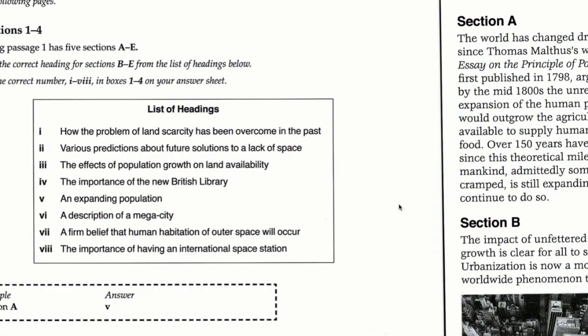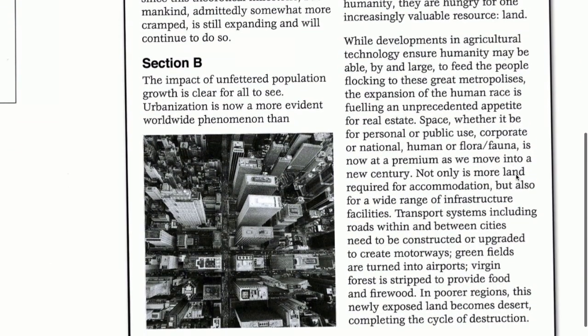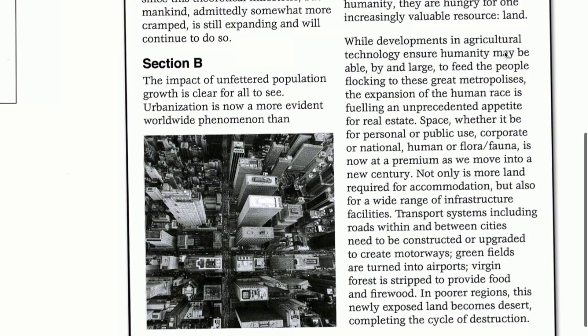In fact, the impact, or you can say influence, of increasing population on the demand for land is clearly explained, which is evident from the words like springing up in every continent, hungry for one increasingly available resource, that is land. In the next part, while developments in agricultural technology ensure humanity may be able by and large to feed the people flocking to these great metropolises, the expansion of the human race is fueling an unprecedented appetite for real estate, space, whether it be for personal or public use, corporate or national.